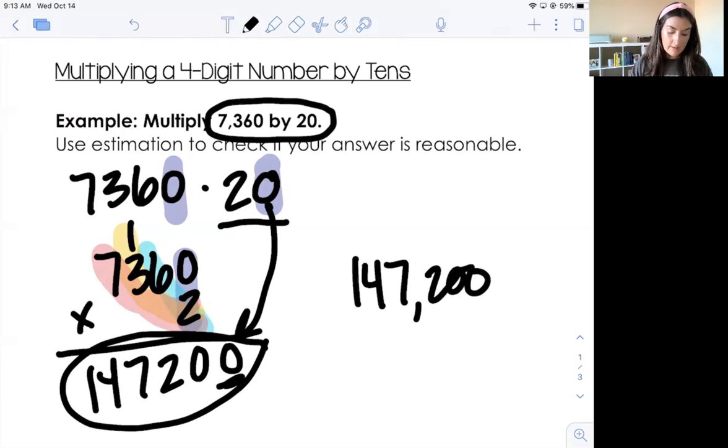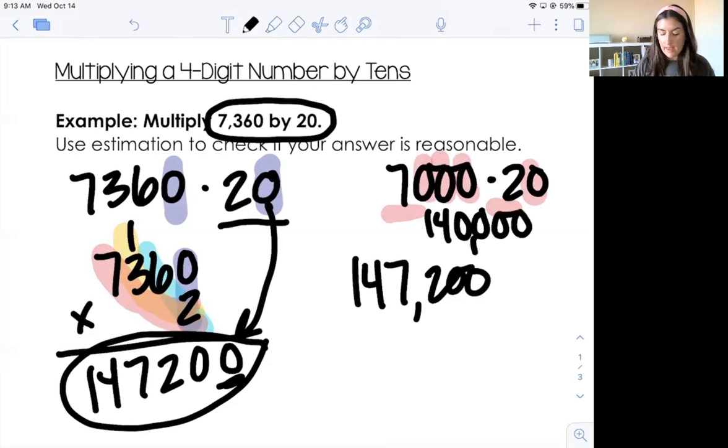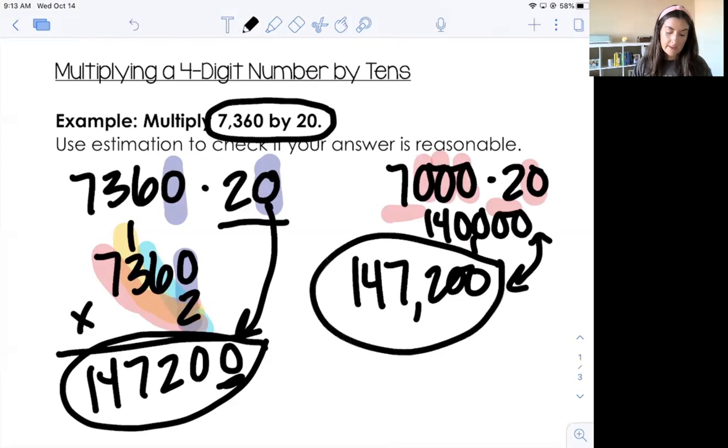So 7,360 is very close to 7,000. And 20, that one's fairly easy to take care of. So 7 times 2 is 14. And then I have 1, 2, 3, 4 zeros to add on. And now you can see that these answers are very close together. So yes, my answer is reasonable, and that's the right answer there.